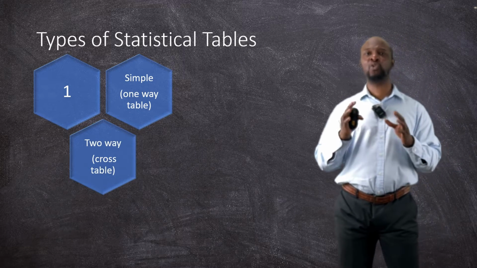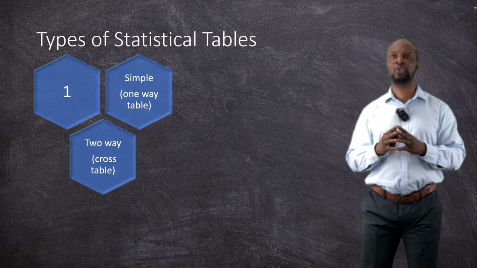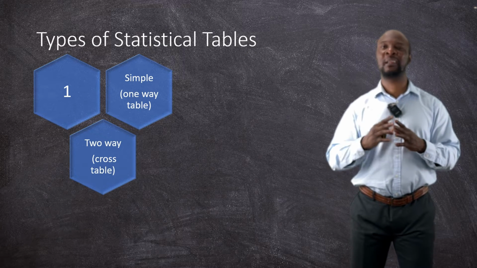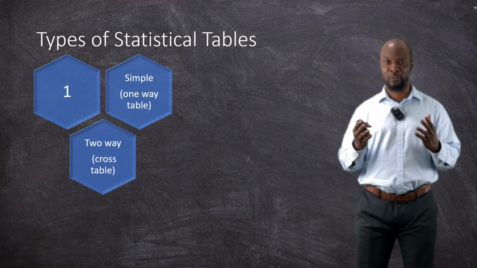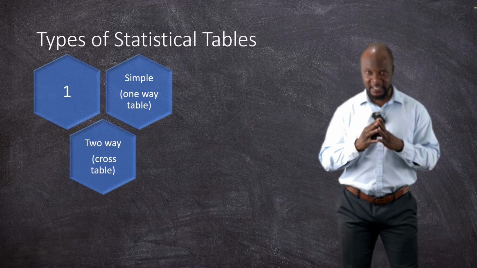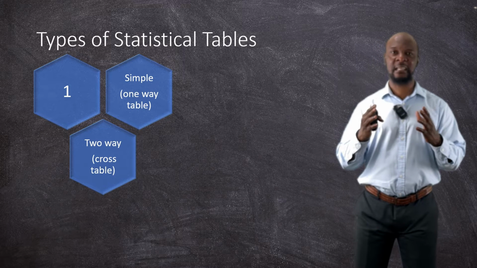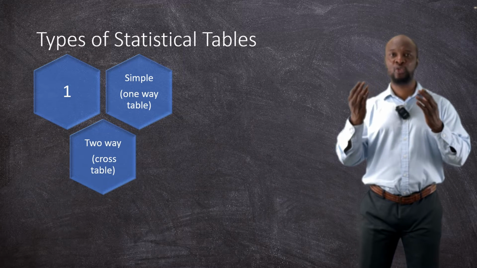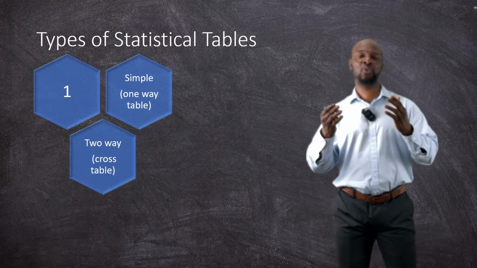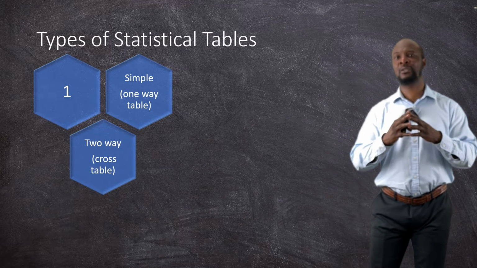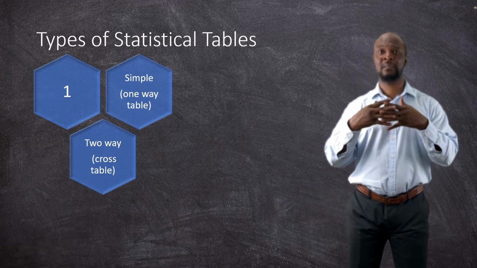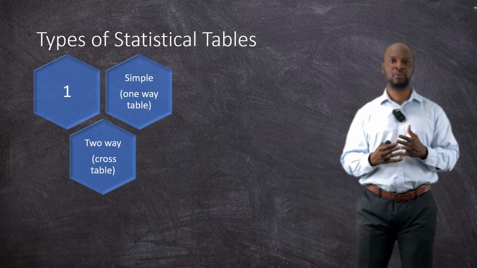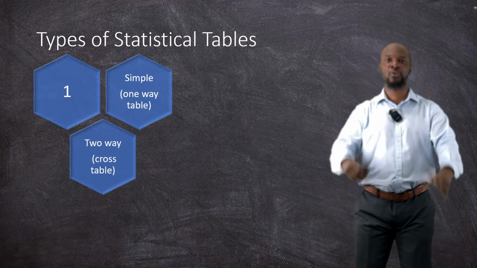The next one is called a two-way table, okay? Some people call it a cross table, some call it a contingency table, and some other people call it an R by C table, which is a row by column table. Basically, what this table does is help us compare two different variables, where one variable is on the row and the other variable is on the column. That's why it's called a contingency table or a cross table, because we want to see how one variable relates to another variable, where the two variables cross each other.